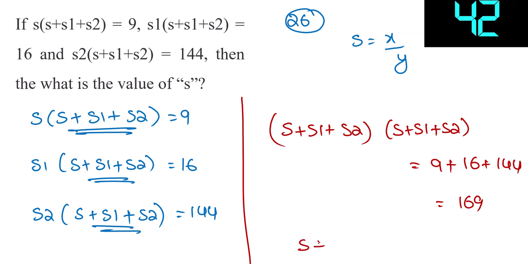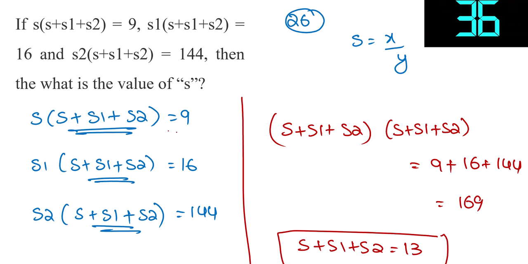So we got s plus s1 plus s2 is nothing but equal to 13. So what is the s value? It is nothing but 9 by 13, because this will now be s into 13 equal to 9. So s will be equal to 9 upon 13.